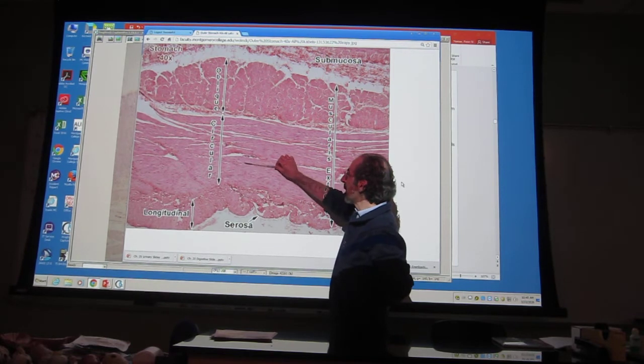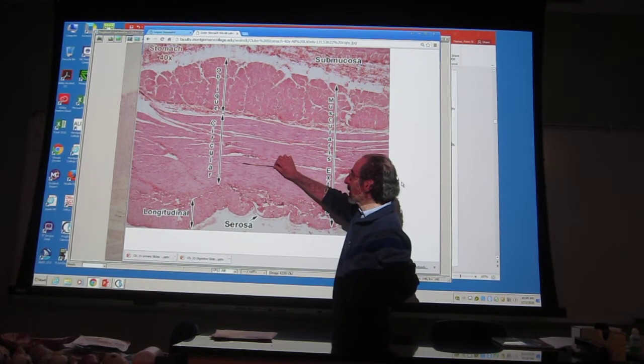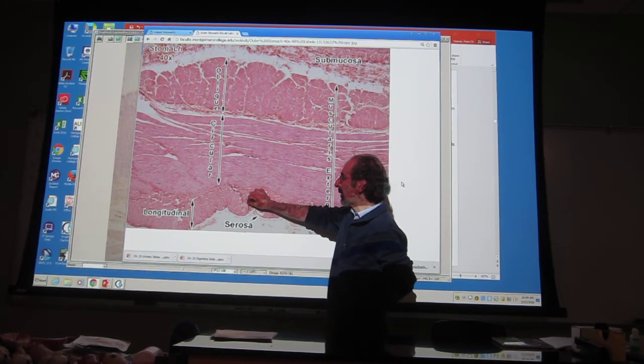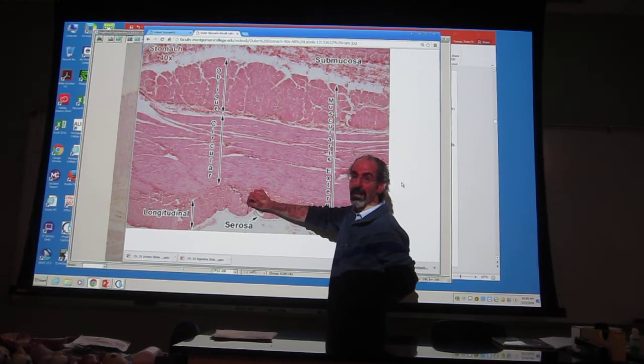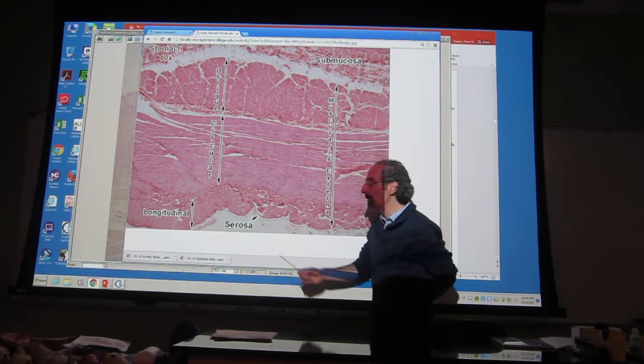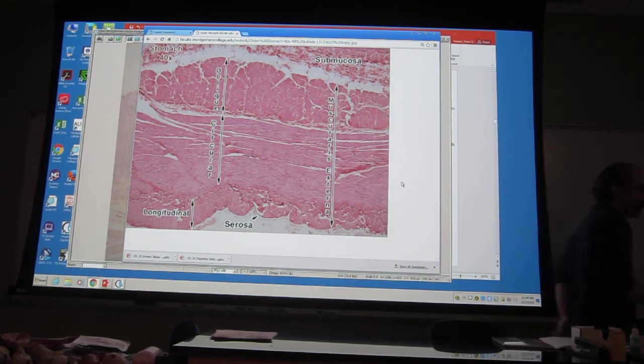Again, the orientation of the smooth muscle cells in the middle circular layer here is like this. The orientation of the smooth muscle cells in the outer longitudinal layer is like this. It's coming in and out of the screen at you. And then finally, a thin layer of wispy connective tissue, which we call serosa.